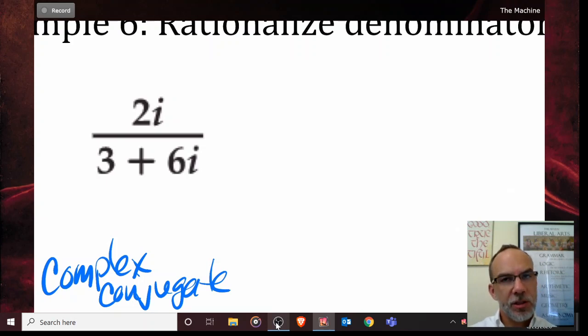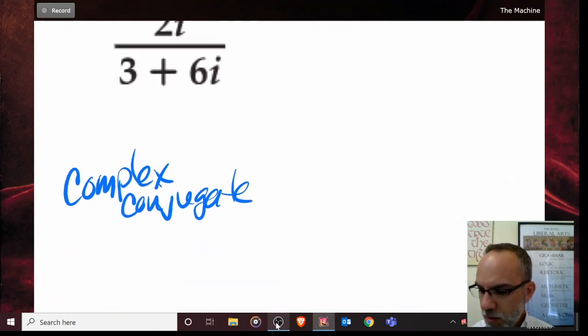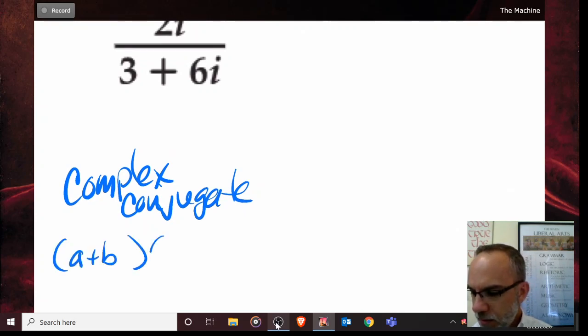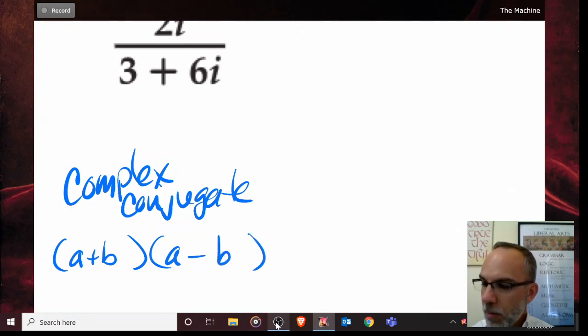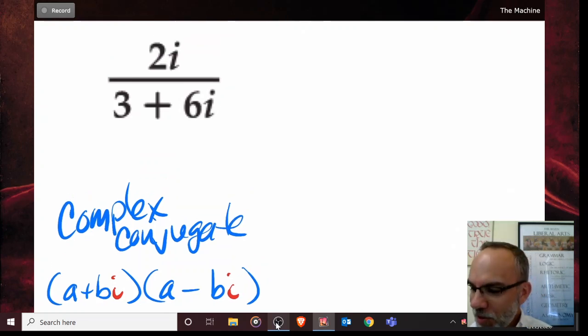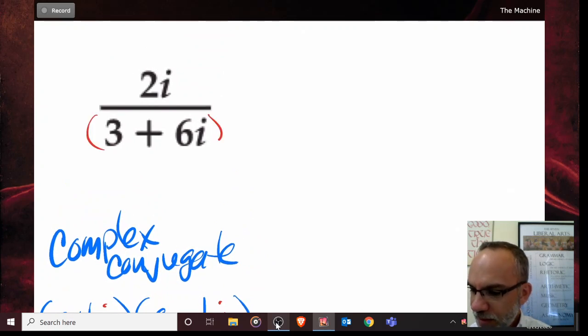What's a complex conjugate? You should know what a conjugate is. It's a binomial that's the same except for the sign on the second term. A regular conjugate would be like a plus b times a minus b. But a complex conjugate says, hey, your second thing's got an i. All right, so what I'm going to do, this is a group, don't forget, this is a group.